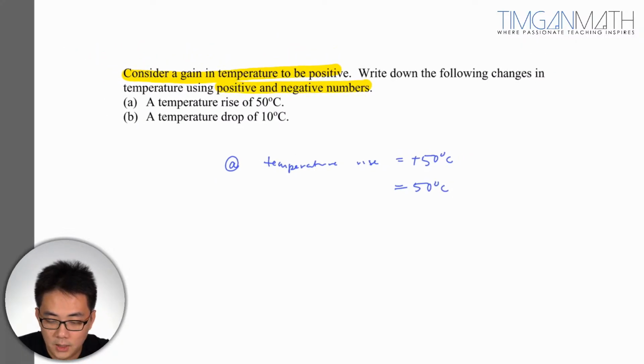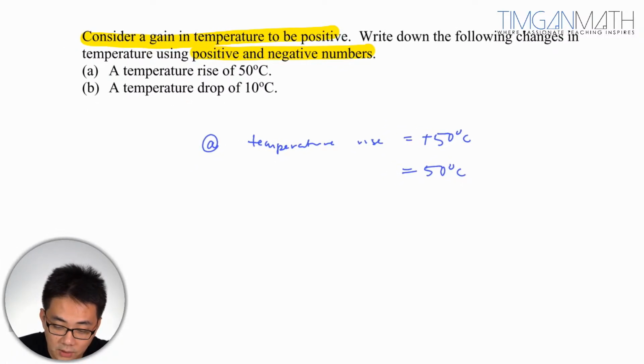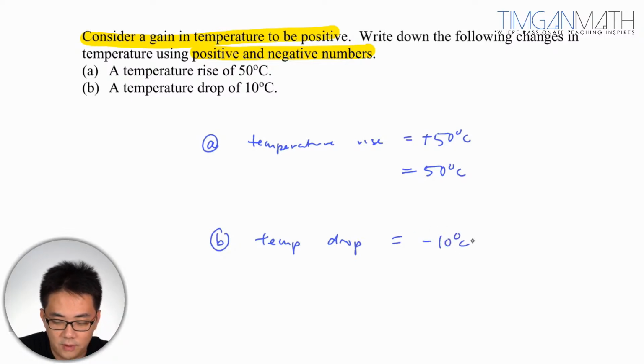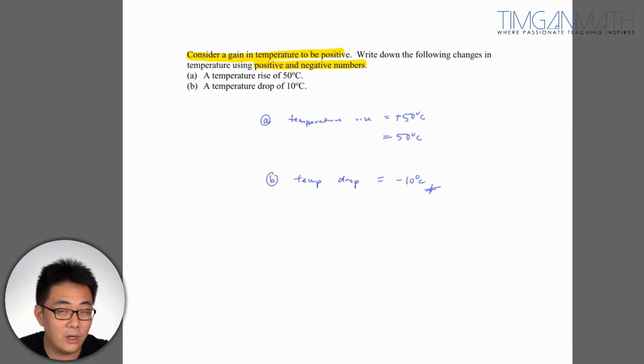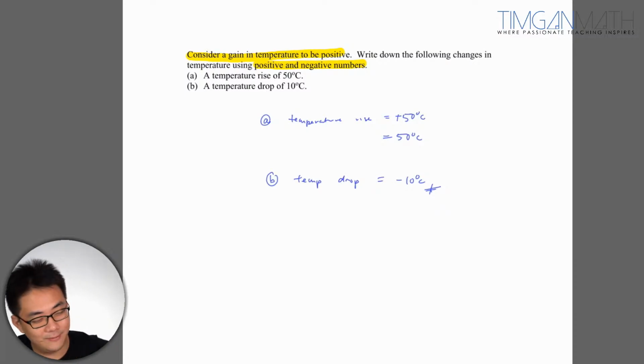That's about it. So B, a temperature drop of 10 degrees. So I think this is pretty okay. If it's a temperature drop, this will just be dropping by negative 10 degrees. Okay, so that's how we do this question proficiently. Any question at all, please let us know, and I'll see you in the next question.